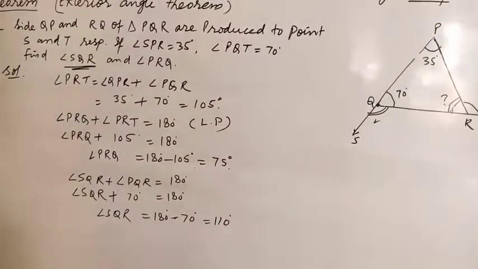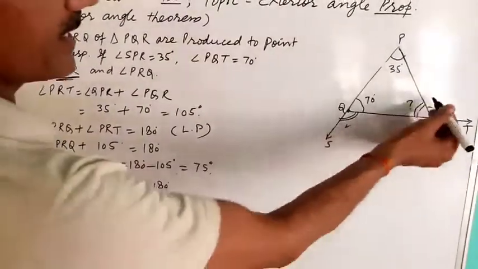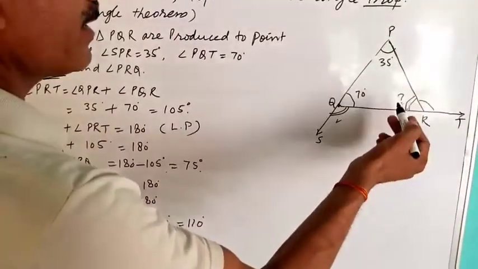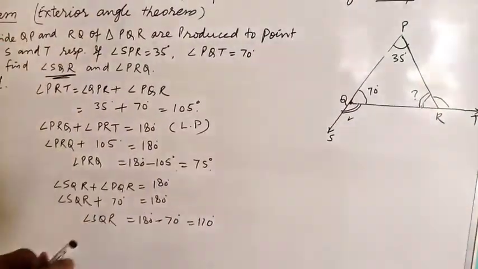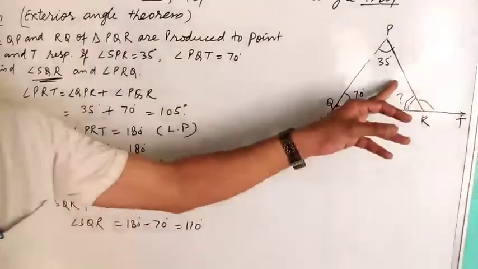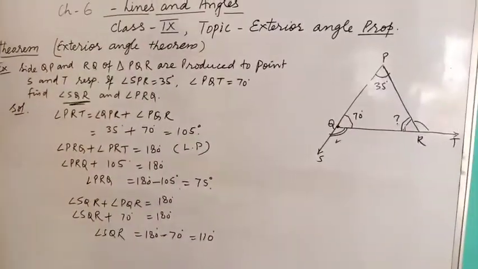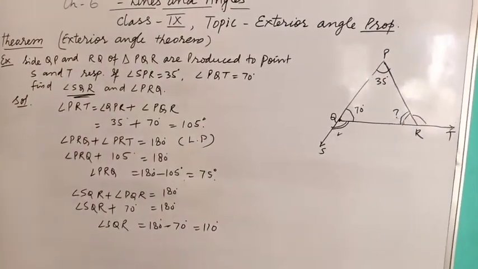So dear students, we have calculated both the exterior angles of the triangle. One is the interior angle which is related, included by the linear pair. Next, let's take another example.